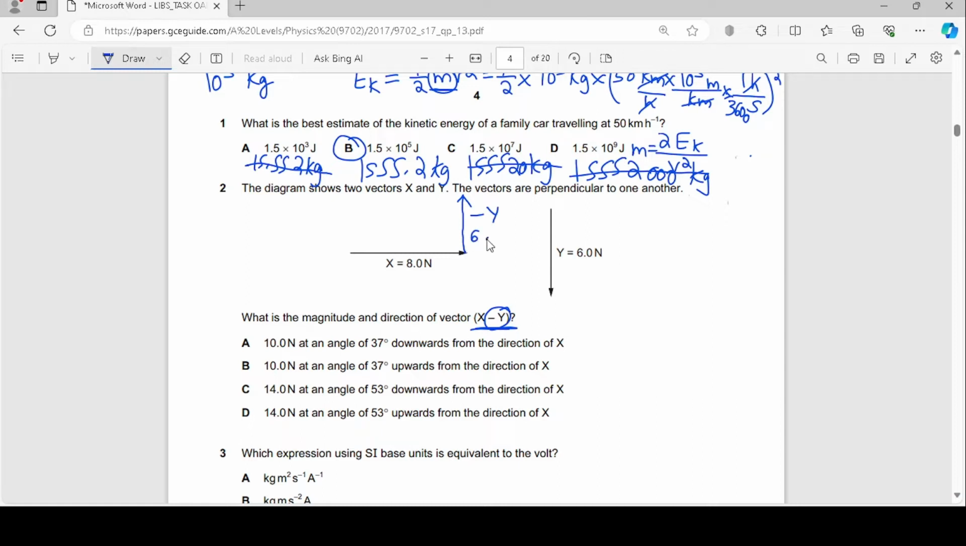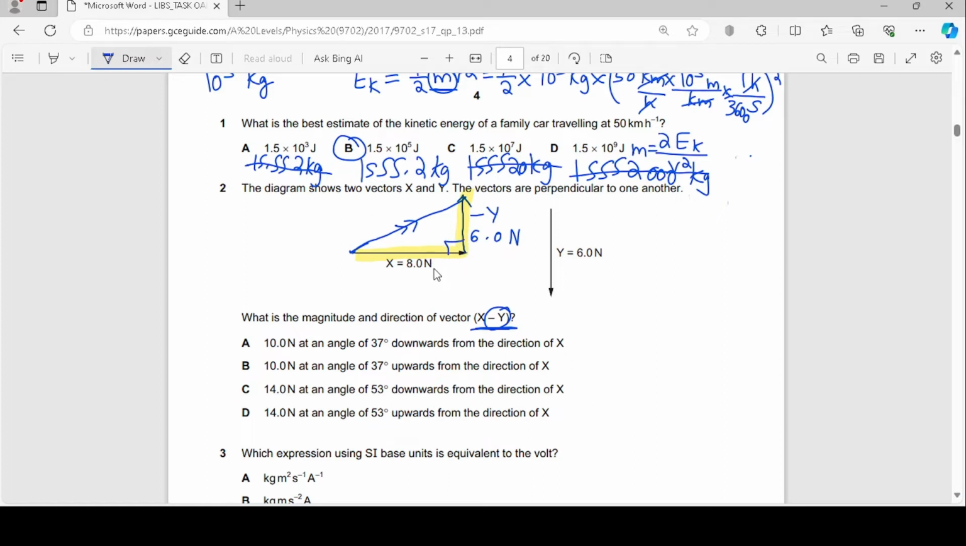And the magnitude of this is 6.0 newtons. Still, obviously, it's just the direction that is reversed. And then this is going to be the vector that we have. So from the tail, oh no, my pen is not going up here. From the tail to the head. Okay, so it's going like this. From x to y. Okay. And I'm just going to draw it like that. So then what is the magnitude and direction of vector x minus y?